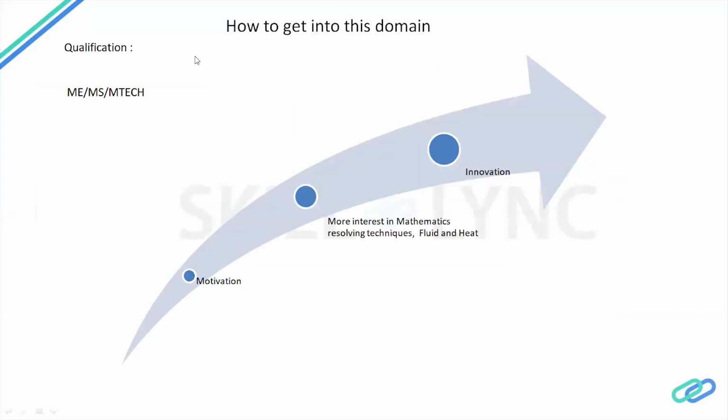So how to get into the domain? We need to have motivation, and we need to have more interest in mathematics, solving techniques, some coding, fluid dynamics, heat transfer, and also some innovative thinking. But mostly preferable is ME, MS, MTech. BTech people are also welcome, but most preferable is ME, MS, MTech.